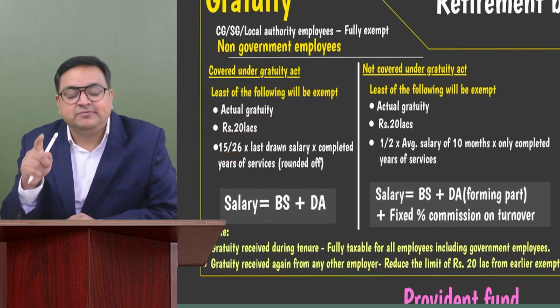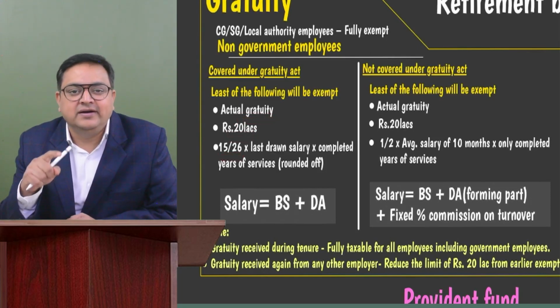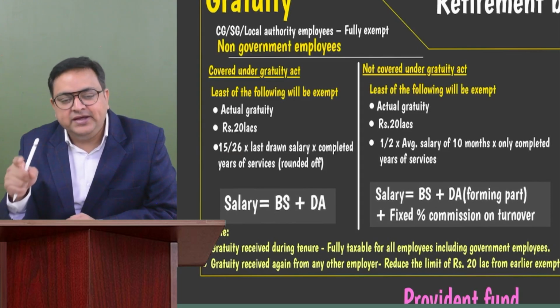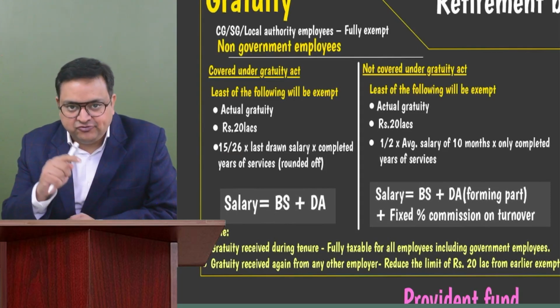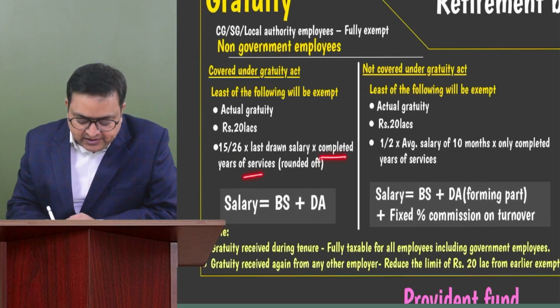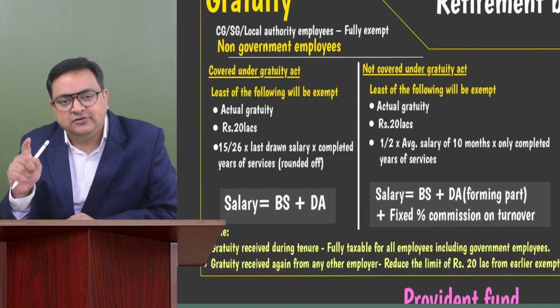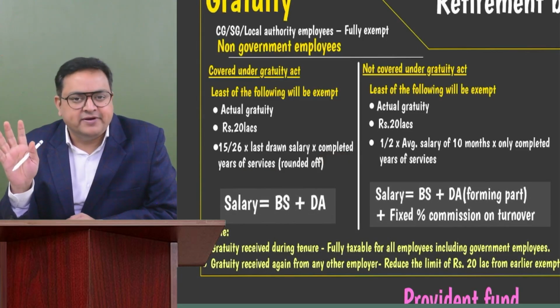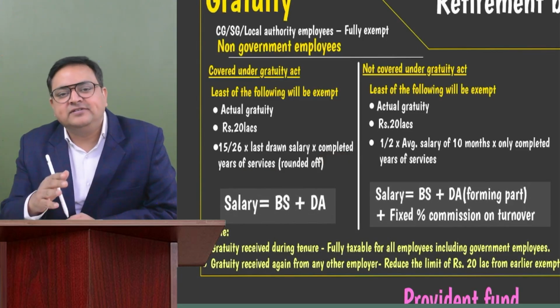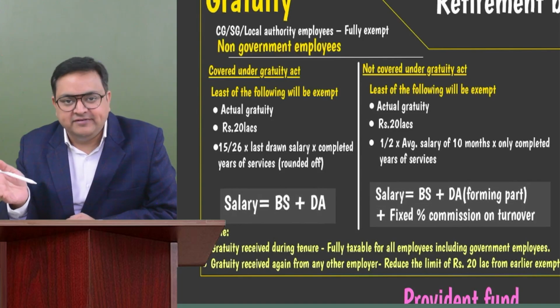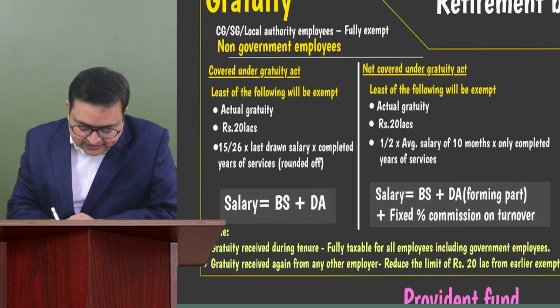Or 15 by 26. Please remember, for persons covered under the Gratuity Act, it would be 15 by 26 into their last drawn salary into completed years of service or part thereof in excess of 6 months. That should be rounded off. So let's say it is 26 years, 7 months, please make it 27 years. Got it? So please remember 15 by 26 into last drawn salary.